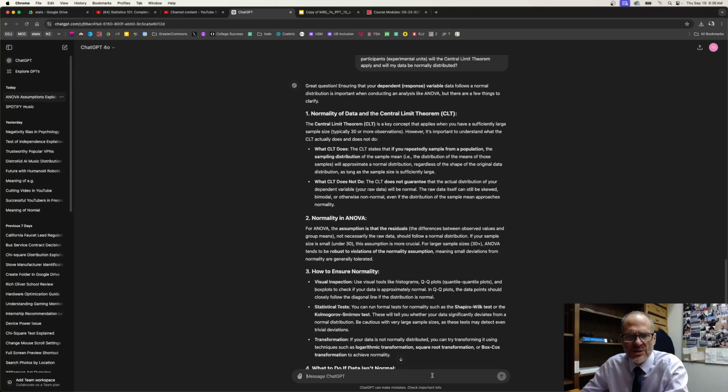It's your sampling distribution. CLT does not guarantee that the actual distribution of your dependent variable, your raw data, will be normal. The raw data itself can still be skewed, bimodal, or otherwise non-normal, even if the distribution of the sample mean approaches normality. Good to know, right? So CLT only applies to sampling distribution is what I take from that. If you have a different perspective, leave it in the comments down below.